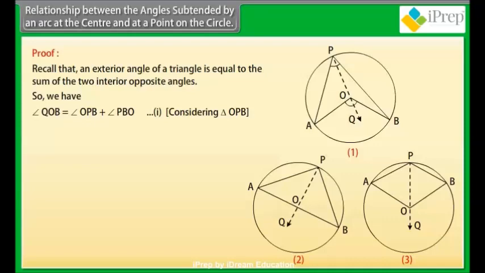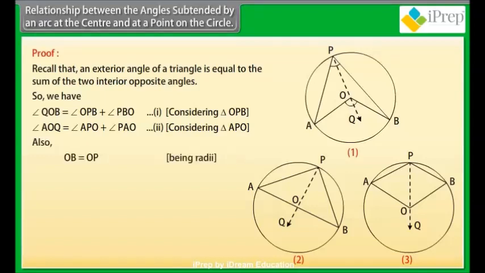1. Considering triangle OPB, angle AOQ is equal to angle APO plus angle PAO. 2. Considering triangle APO. Also, OB is equal to OP, being radii. Angle OPB is equal to angle PBO, and OA is equal to OP, being radii. Similarly, angle APO is equal to angle PAO.